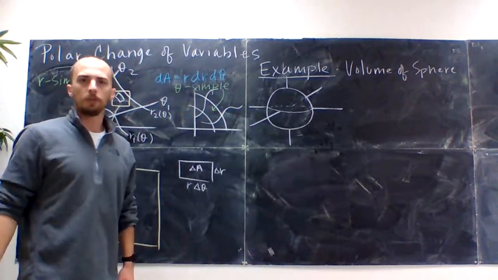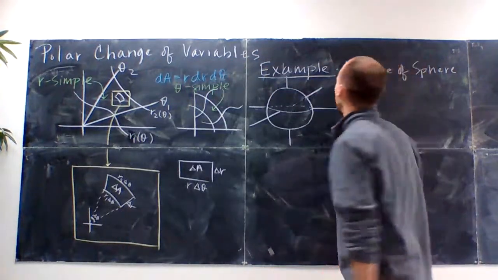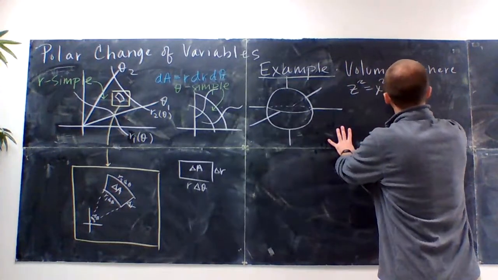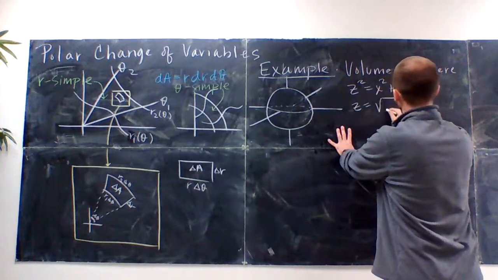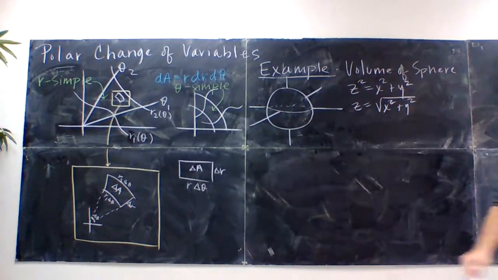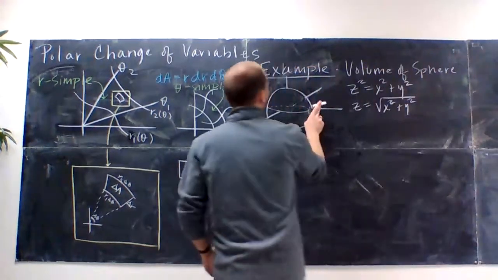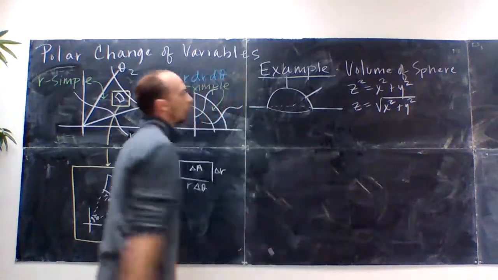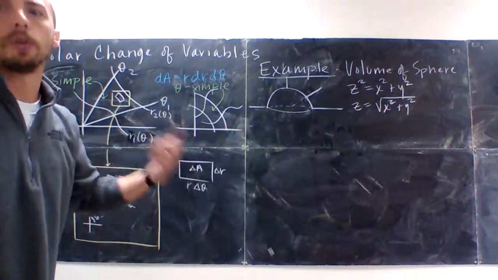Regardless, the equation for this is going to be z squared equals x squared plus y squared, right? Meaning that z is the positive or negative square root of x squared plus y squared. What I'm going to do is just say z is the positive square root, and so I will only be considering this portion of the sphere, right? And so I'll just double the volume I get here to get the total volume of the sphere.